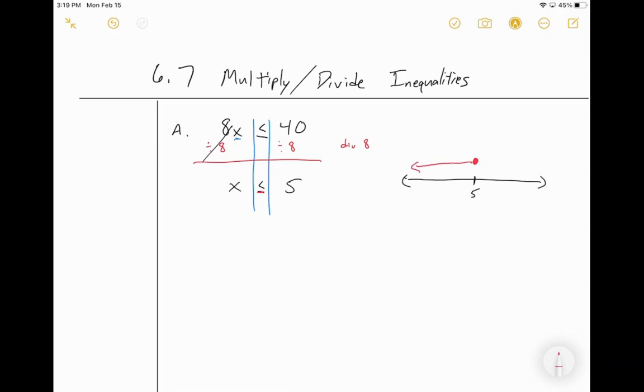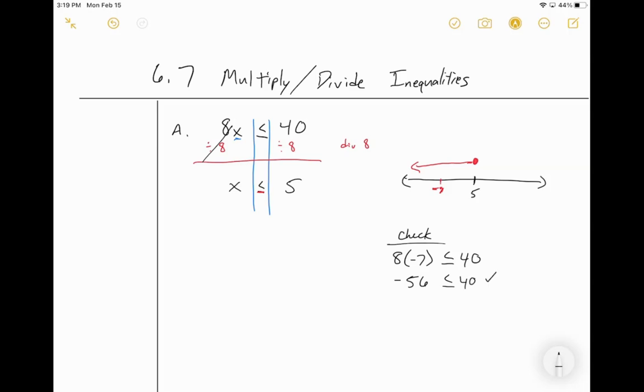Now, when you check these problems, what I like to do is try just any number that should be on this line right here. So for example, if we tried -7, if we did this right, -7 should be a possible answer. So let's check it. Here we go. 8 times -7 should be less than or equal to 40. Is that correct? Well, yeah, this is -56. That is definitely less than or equal to 40.